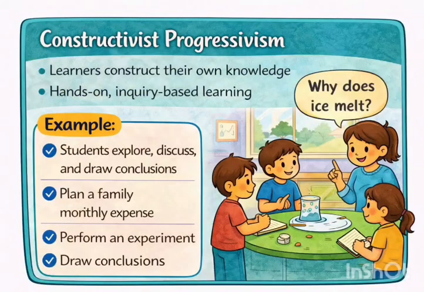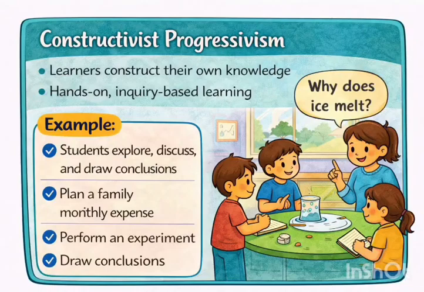Then, constructivist progressivism. It refers to the construction of knowledge based on experience. It is an active process. The key ideas include that knowledge is not given, it is built by the learner. The learner connects the new knowledge with prior knowledge, learned through interaction and reflection. Essentially, it focuses on hands-on activities and inquiry-based learning. Suppose a group of students took a topic, why does ice melt? At first, they did some experiments, then discussed that, and then drew a conclusion.